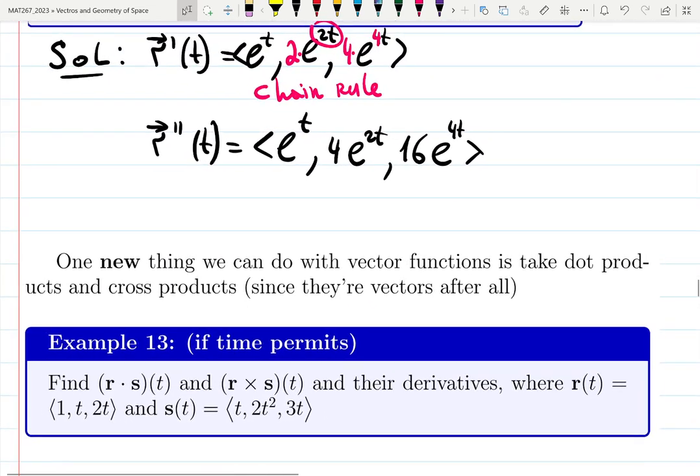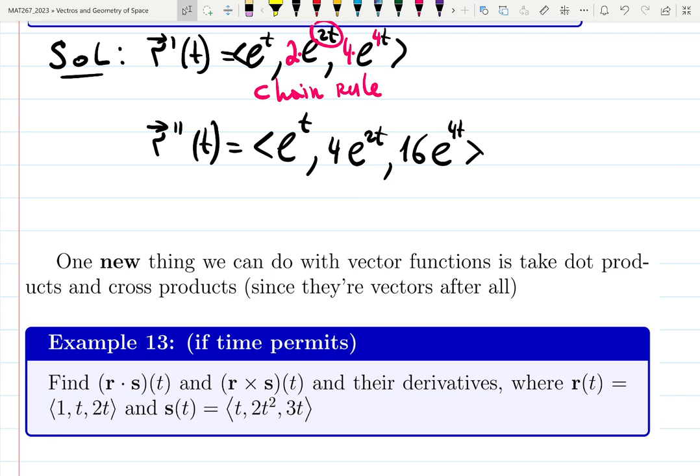A new thing we can do with vector functions is to take a dot product and cross product together. So now we have two products. Remember we had product rule? Well, now we have two product rules: dot product rule and cross product rule. Still works. The idea is still the same. It's just kind of annoying to do.